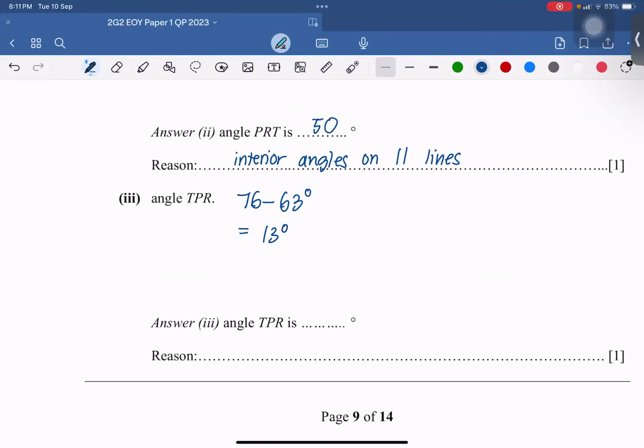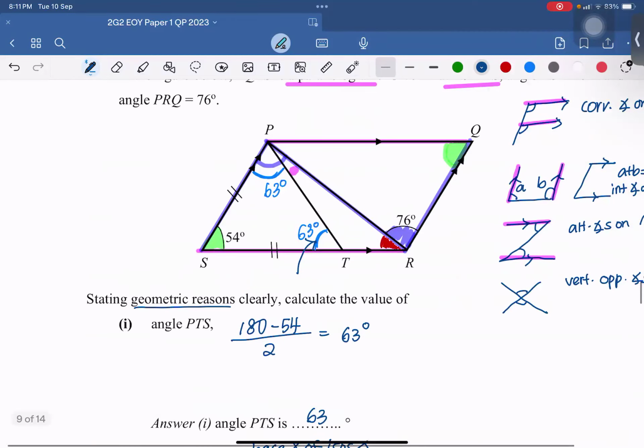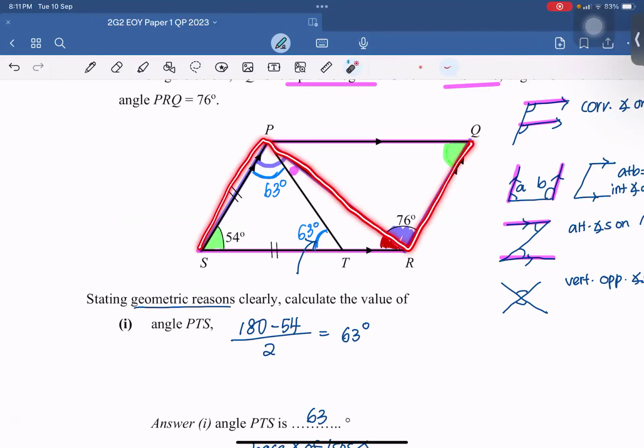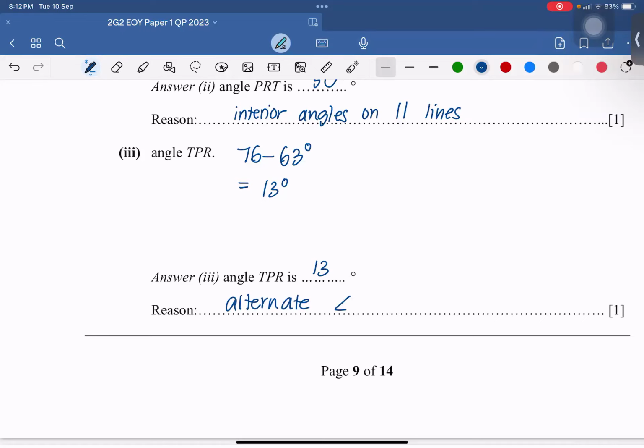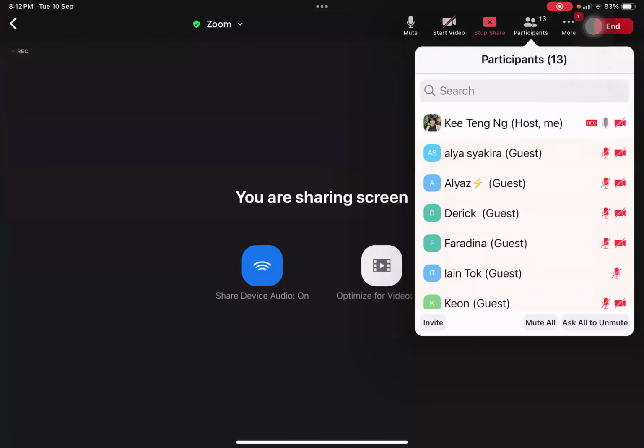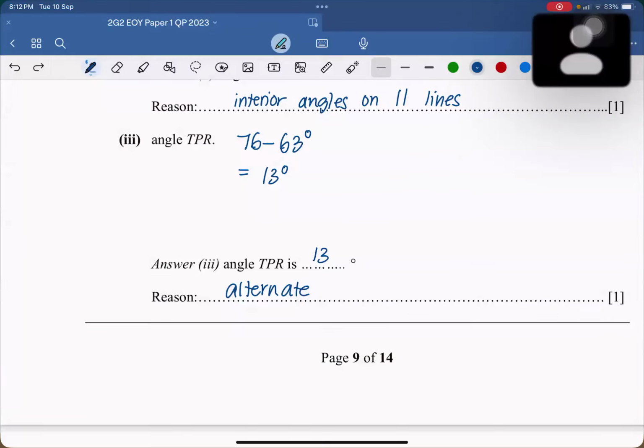Why is this so? How did we get this angle? Because the first part, the 76, over here, this angle 76 degrees is because of letter Z, alternate angles on parallel lines. So for this one, 13 degrees, the reason is alternate angles on parallel lines. Wait, give me a minute. Let me let somebody in.